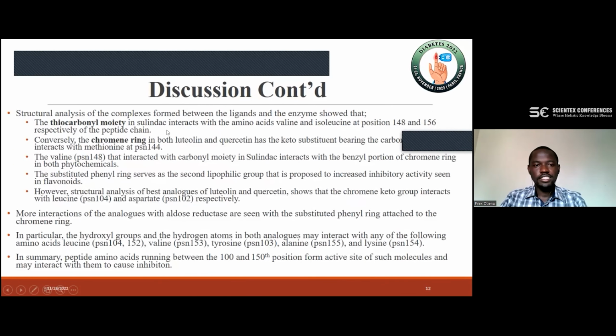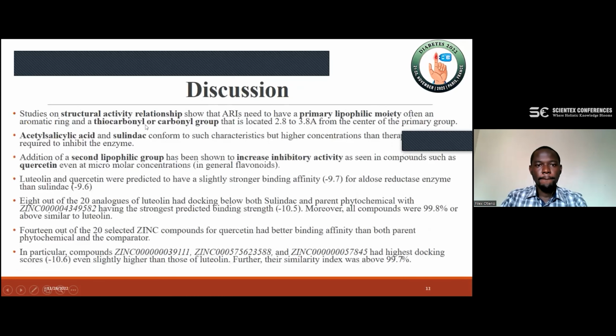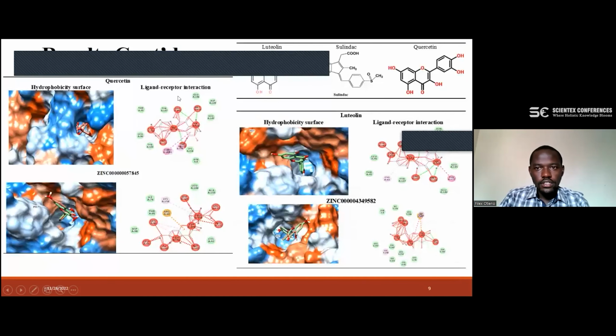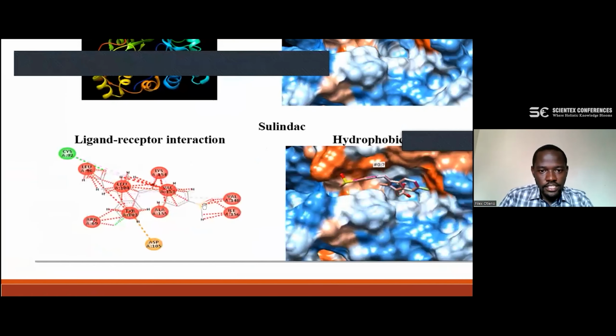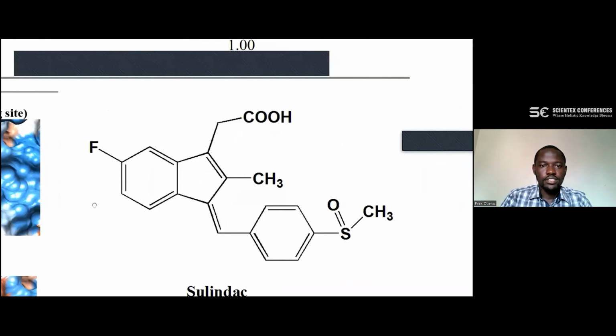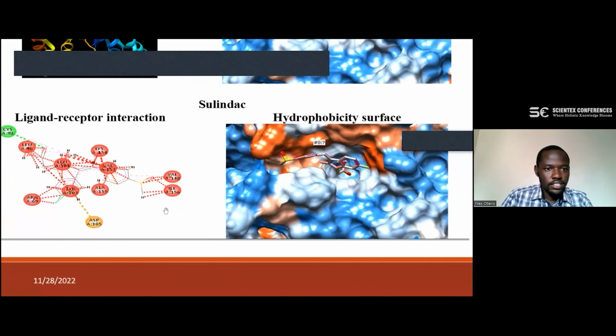So this is just what I was explaining in terms of chemistry, the thiocarbonyl moiety in sulindac. If we look critically here, you can see the thiocarbonyl moiety interacts with valine amino acid and isoleucine, while the benzene ring interacts with valine, but at different positions, and alanine at position 155. While the indene ring, this was the indene ring, interacts with these other ones.